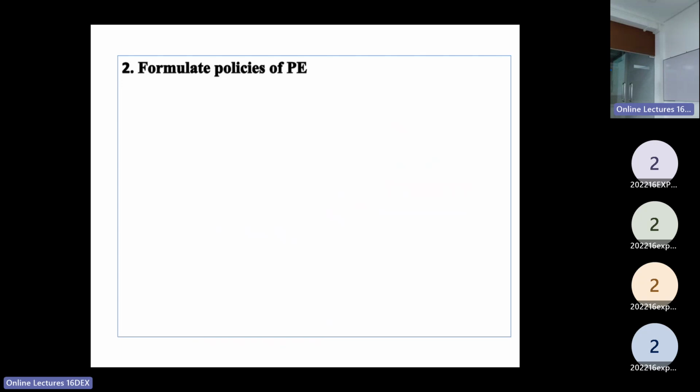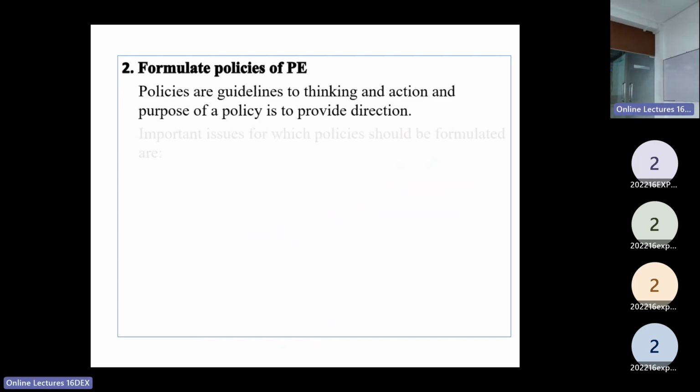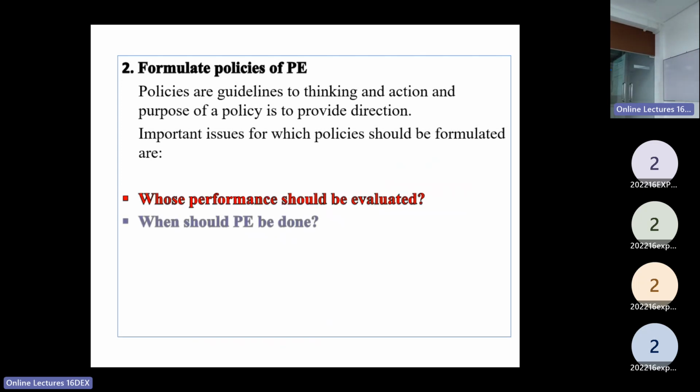So if your boss asks you to do a performance evaluation program where you are working, you are going to face 4 issues. Understand? So you have to come up with solutions to these issues by formulating policies. You are going to formulate policies to address these 4 issues. Right, so the first issue is: whose performance is evaluated? Don't you want to know?